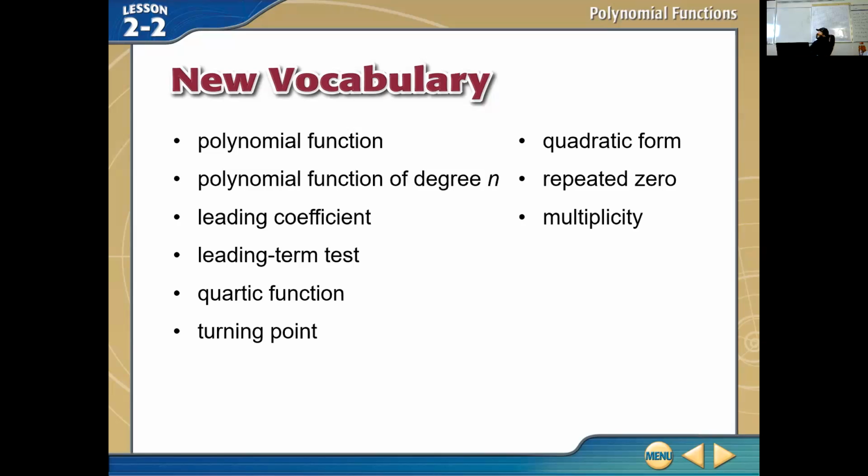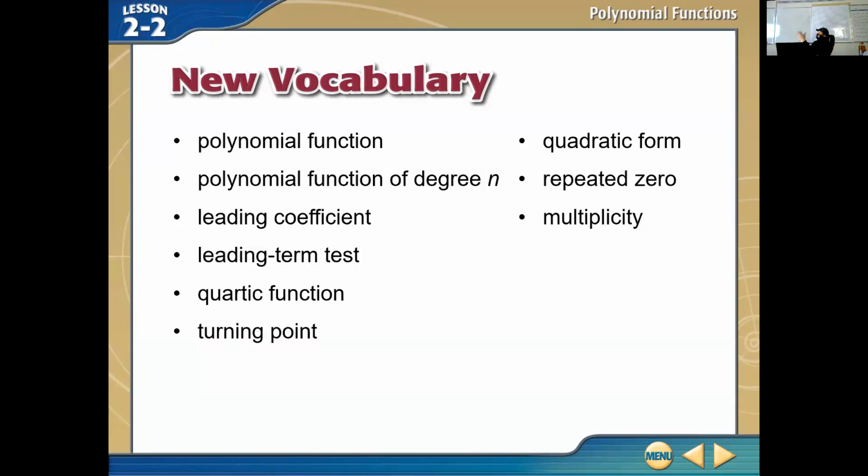Quadratic form, that is the form that you're most used to when you're talking about polynomial functions. That's where it's like ax squared plus bx plus c. It's what allows you to use the quadratic formula. We're going to talk about what happens when you have repeated zeros and multiplicity of zeros. Those are almost the exact same thing.